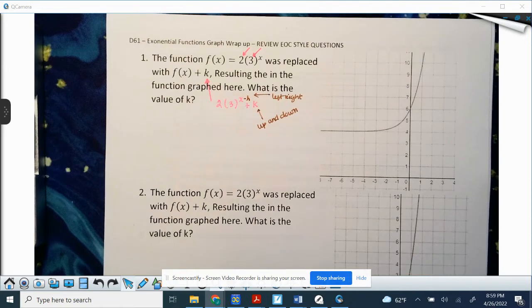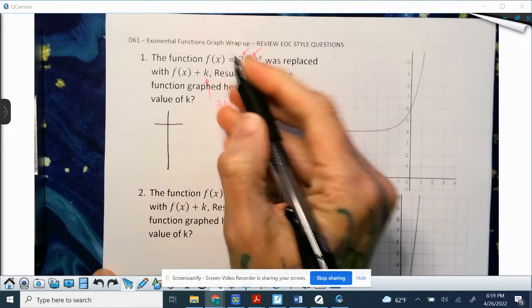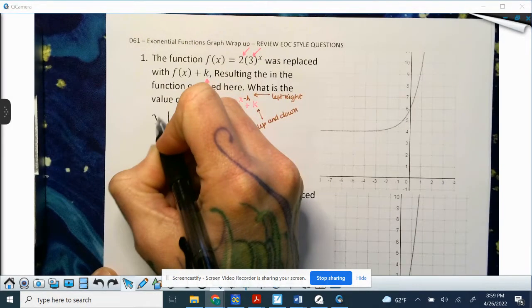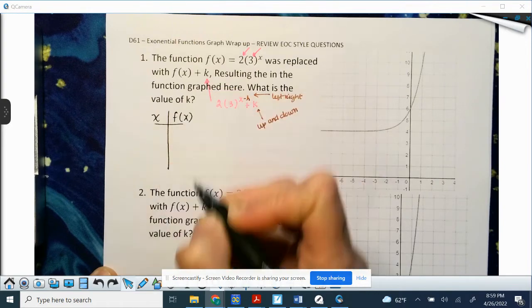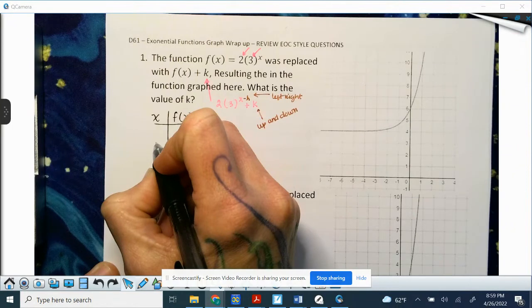Now, the easiest way, in my opinion, to do this, which is the skill that we should know, is make our own table of our parent function. So where we started. We're going to take f of x, plug in x and get an output for f of x. And that's your function notation. So I'm going to plug in an x value. I'm going to start with 0 because I like that one the best.